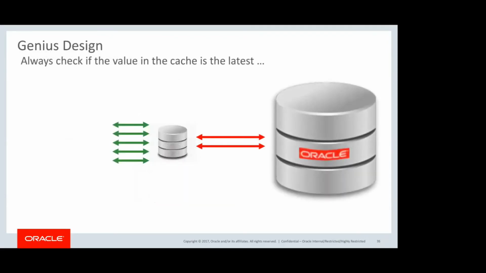So here's a question. If you have a system of record and you have a cache, I've just pointed out that because you're doing the refresh of the cache somehow asynchronously, this cache is always going to be slightly stale. But you don't want stale data. So here's a question. If you always check if the data in the cache is the latest, is that a genius design or not?